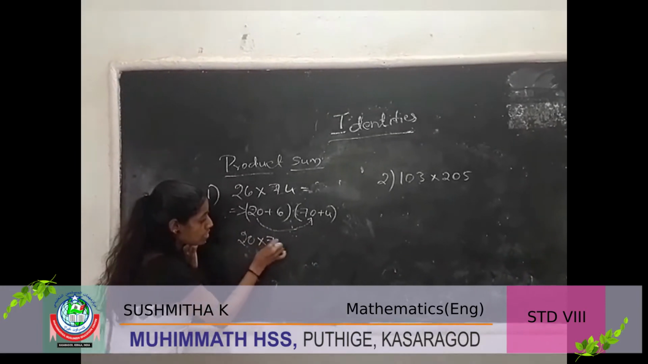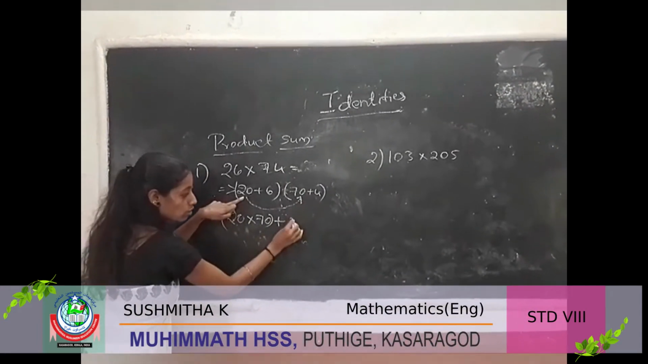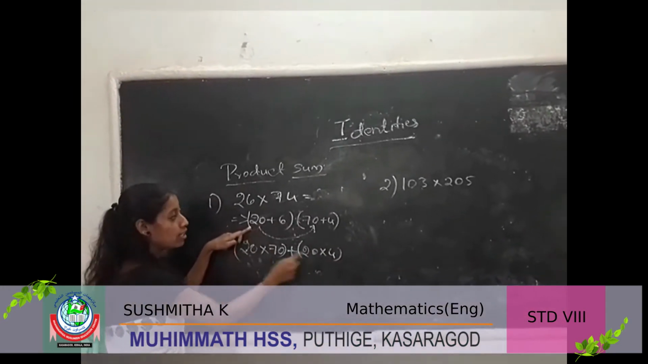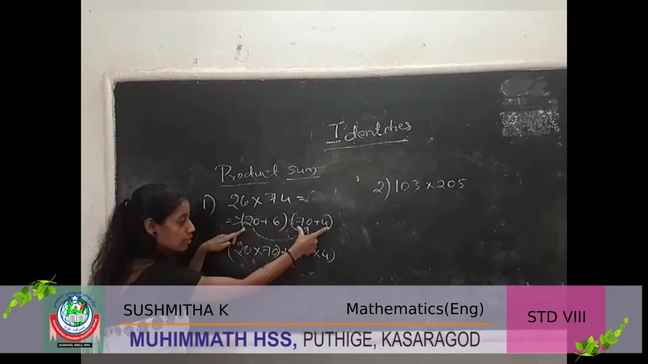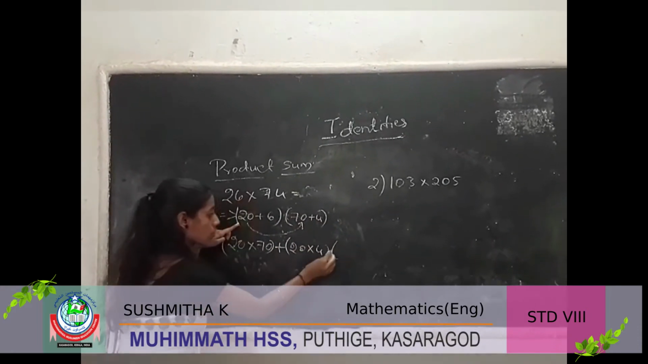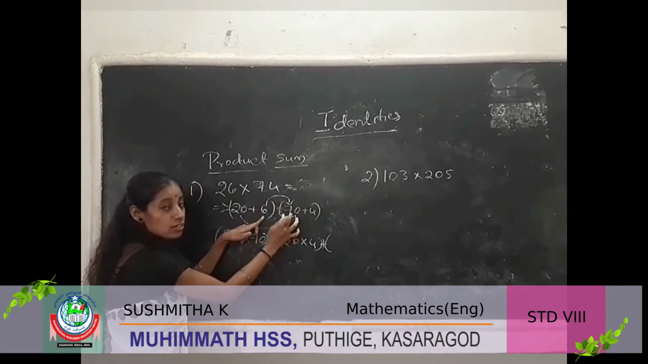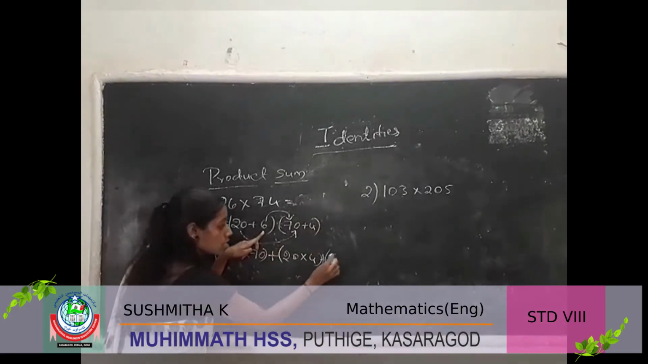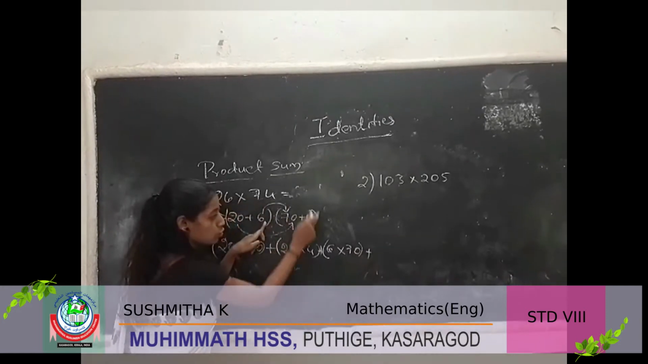20 into 70 plus 20 into 4. The first number is multiplied by the next number, which means 20 into 70 and also 20 into 4. And 6 into the next number: the first number is multiplied, and also the second number is multiplied. So 6 into 70 plus 6 into 4.